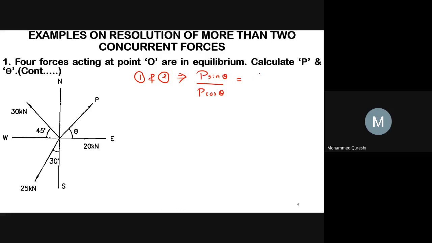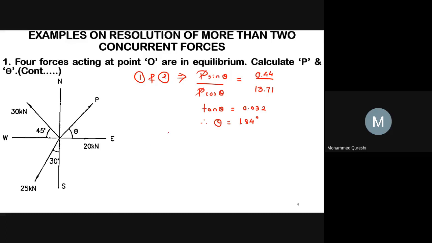So P sine theta equals 0.44 and P cos theta equals 13.71. So this P will be cancelled. Sine theta upon cos theta will be tan theta, and after solving this you will get 0.032. So our theta will be tan inverse of 0.032, which is equal to 1.84 degree. We have calculated the value of theta.